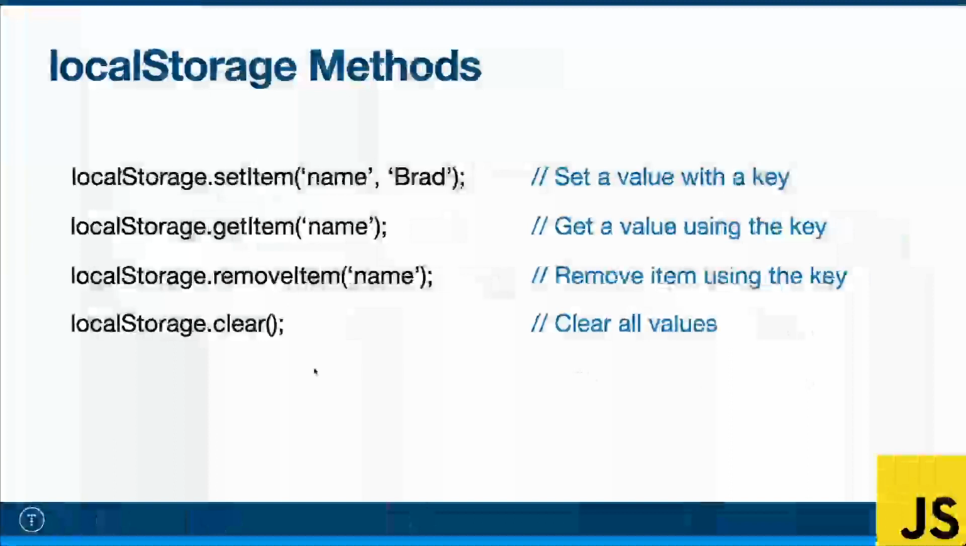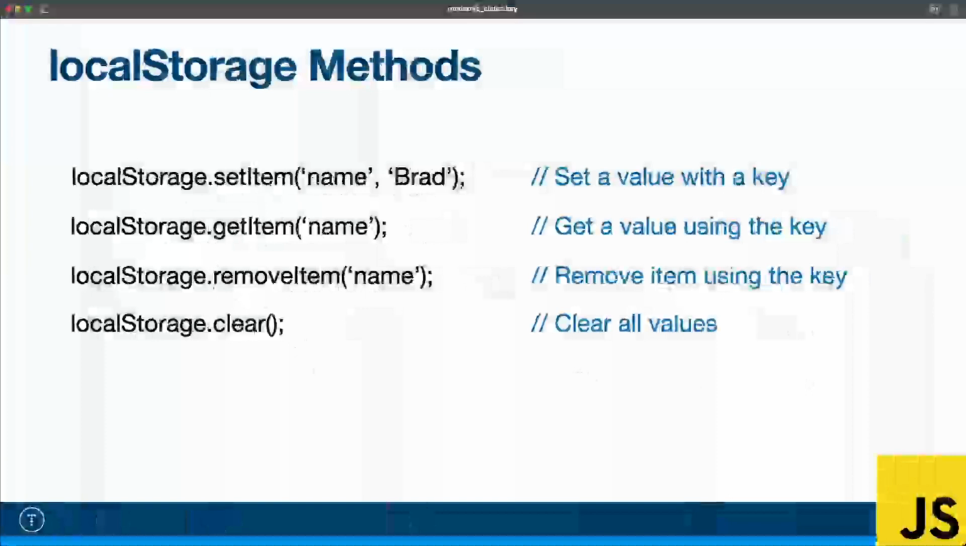So on local storage, we have a couple really helpful methods. One is setItem, which takes in the key that you want to use. In this case, I'm saying I want to save something with a key of name, and the value, which I'm putting in as a string of Brad. Okay, now then to get that data, we can use getItem and just pass in the key. If we want to remove that item from local storage, we call removeItem and pass in the key. And then there's also a clear method that we can use to clear all values.